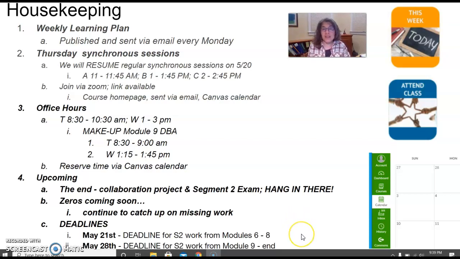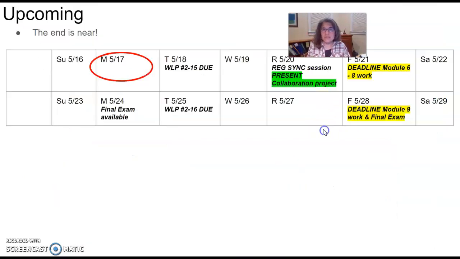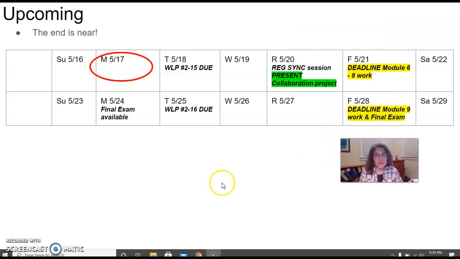The other important deadline is the following week, Friday, May 28th, and that is the deadline for some Segment 2 work from Module 9 through to the end. So that will include Module 9 work, it will include your Segment 2 collaboration project, and it will also include your Segment 2 exam. So let's take a look at that visually. Here you can see really the time that is remaining in our class. So we have this week and next week, 2 weeks only. So I want to give you a couple of reminders.